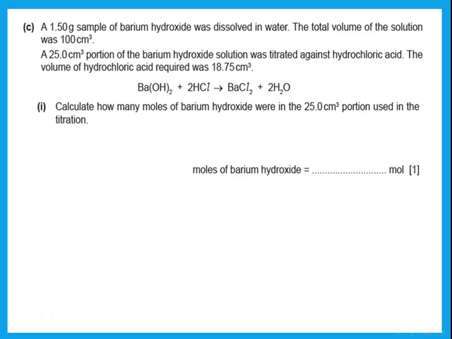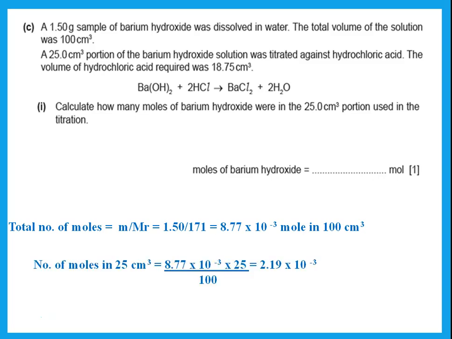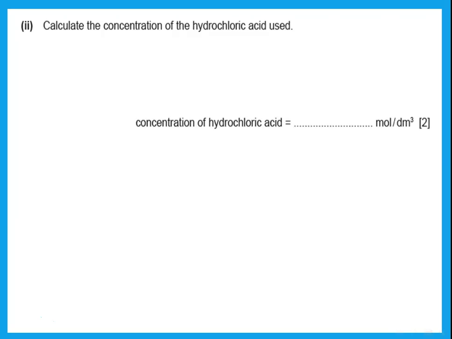Now, you have 1.5 grams in 100, so you can get the number of moles in 100, and then you determine the number of moles that would be in the 25. So the total number of moles is the mass over molecular mass, the 1.5 over the molecular mass, 171, and that is the number of moles. But this is the number of moles that is in 100 centimeter cubed. He took 25 centimeter cubed out of that, so it means that now the number of moles is a quarter of what it was originally, so 2.19 times 10 to the minus 3. Okay?